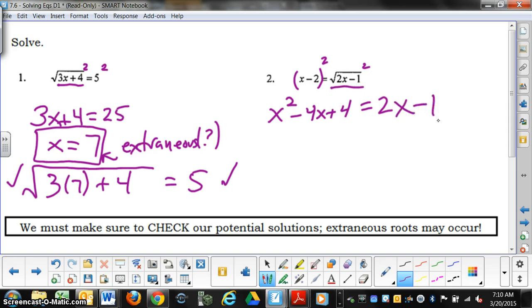The rest of the problem from here is basic algebra, solving a quadratic equation. Let's set it equal to 0 by moving this stuff over to this side, see if it factors. If it doesn't factor, use the quadratic formula or completing the square. Try the work on your own, come back and check in with me when you're finished.